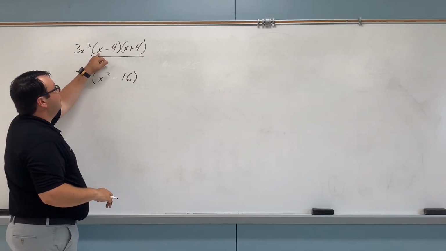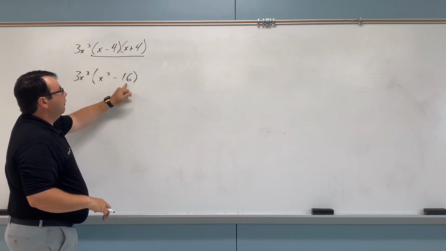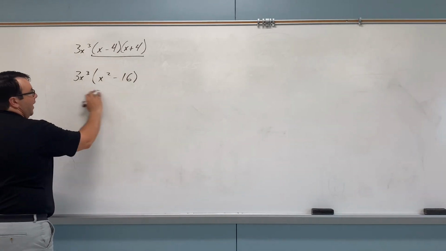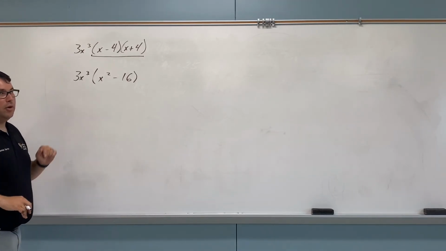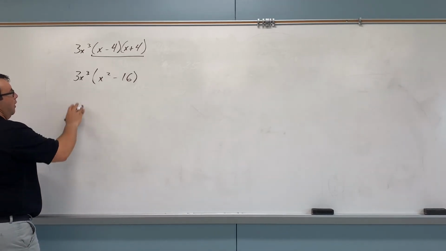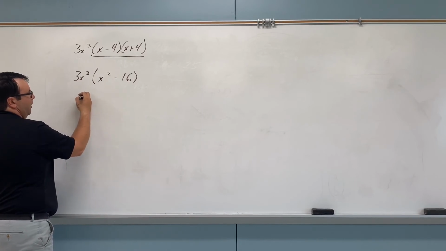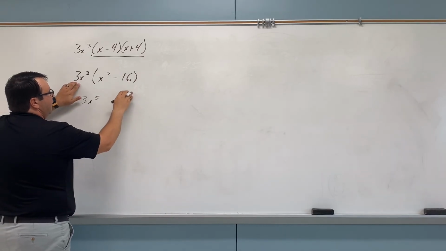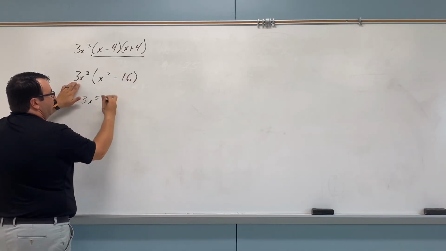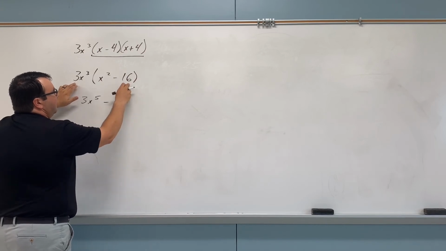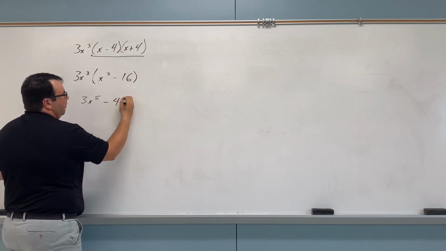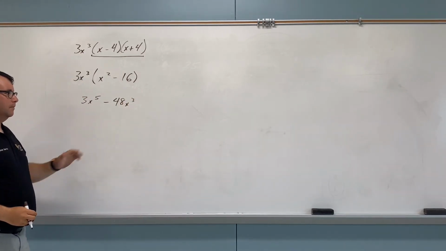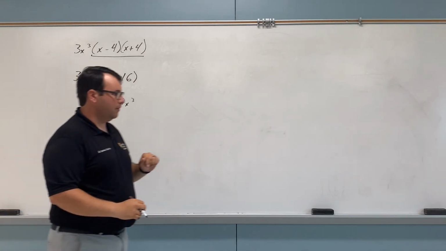Remember, it's that first term squared and that last term squared. And you're always subtracting, hence difference of squares. At this point, you can go ahead and simplify. So we're going to go ahead and distribute. We're going to have 3x cubed times x squared is 3x to the 5th. 3x cubed times negative 16, so that's a negative, just bring it down. 3 times 16, you get 48. X cubed. That's it. That's all you've got.